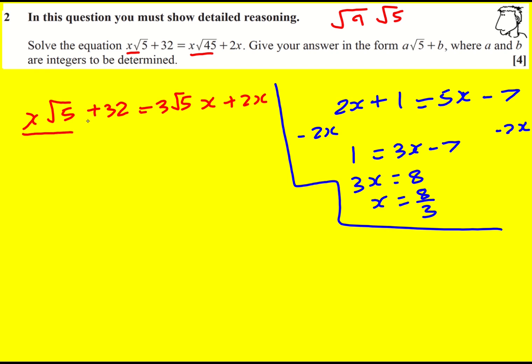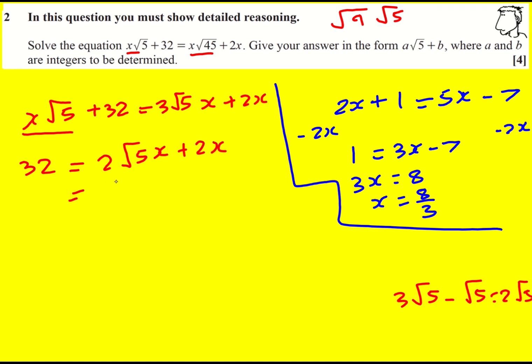So I'm actually going to minus this x root 5 from both sides. And when I do that, all that happens is I get 2 root 5x, because it's the same thing. If you have 3 root 5 minus root 5, you get 2 root 5, just like you would with 3x minus x being 2x.